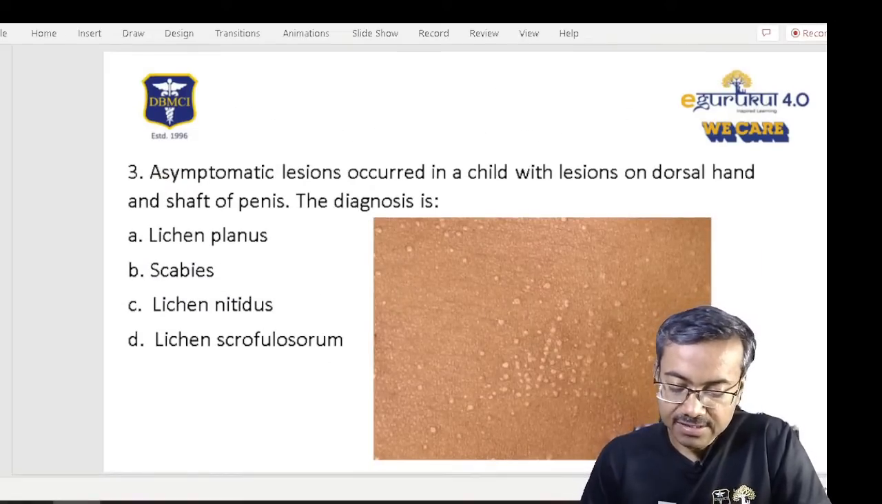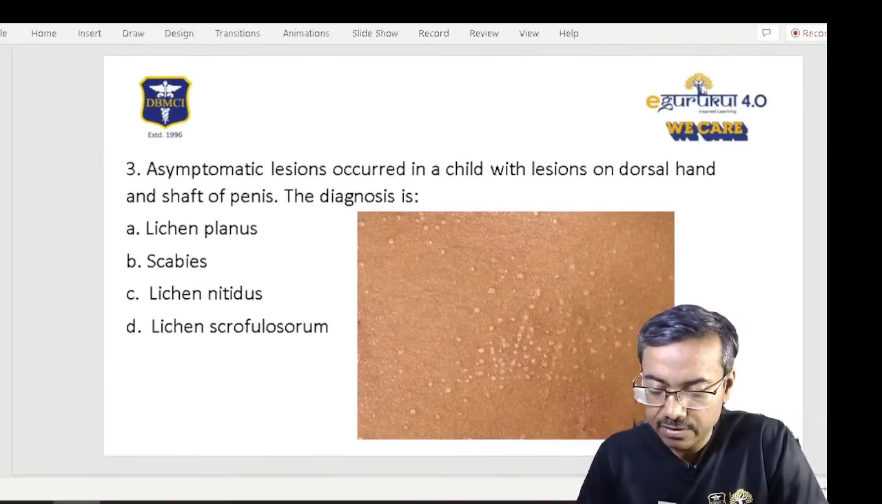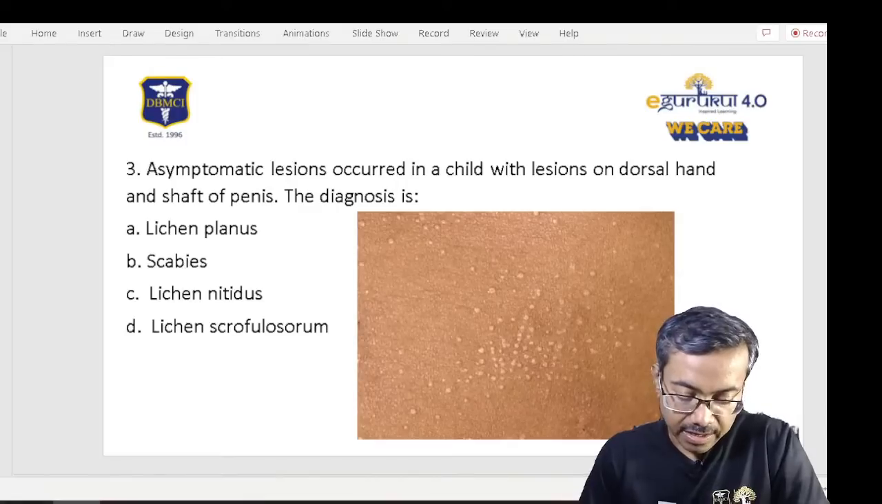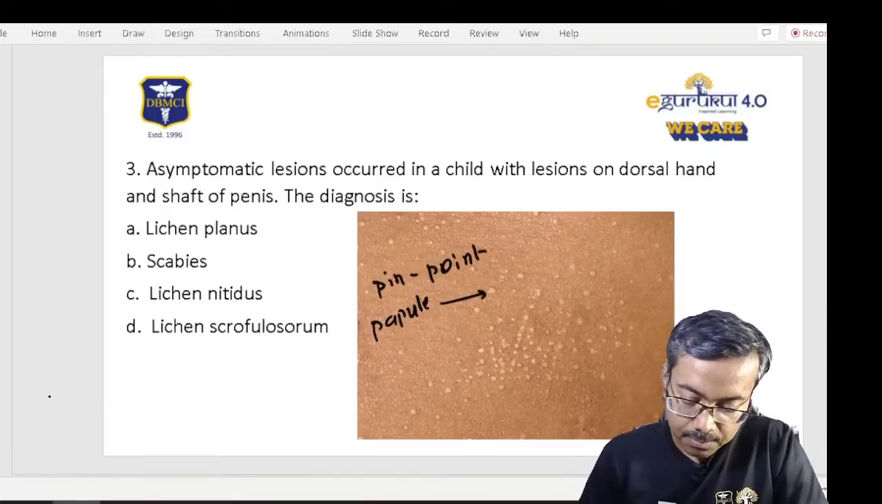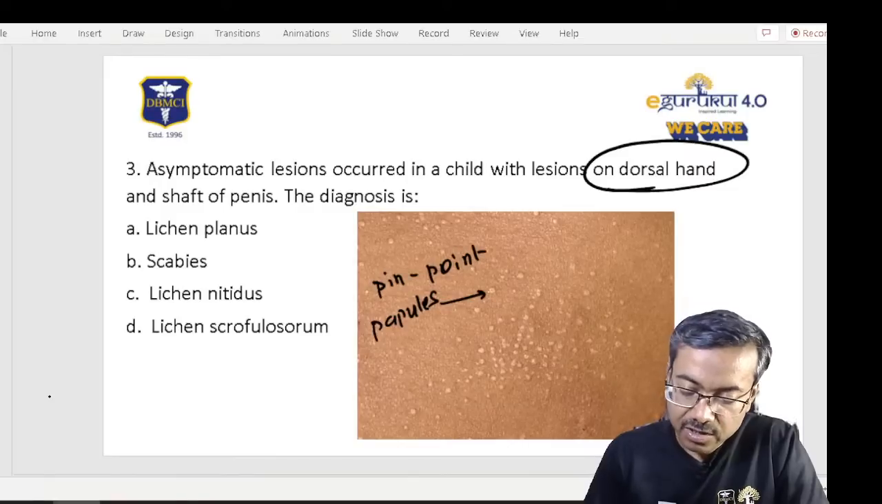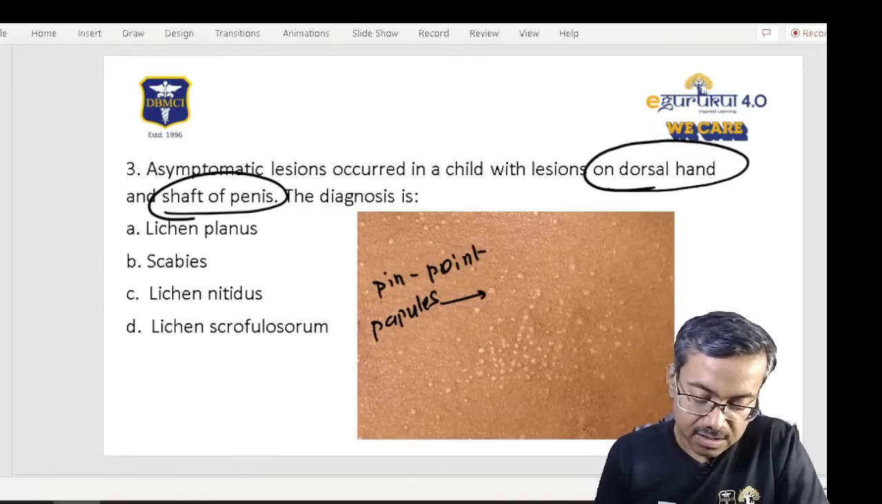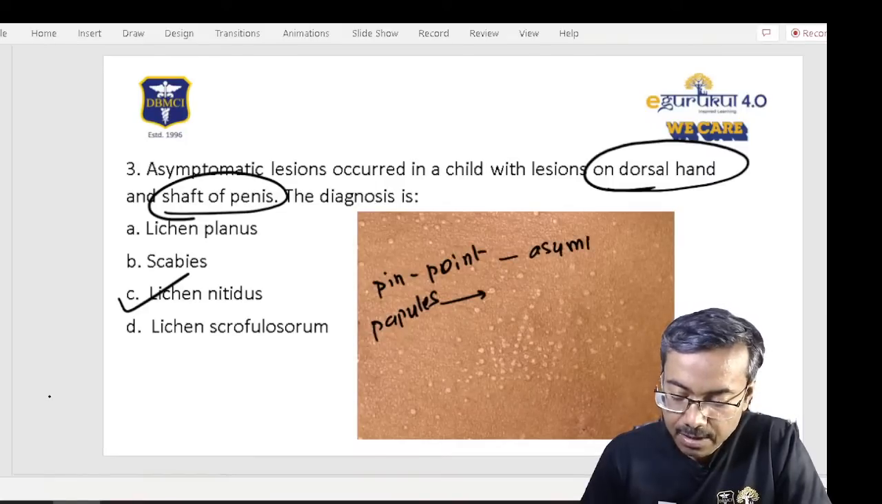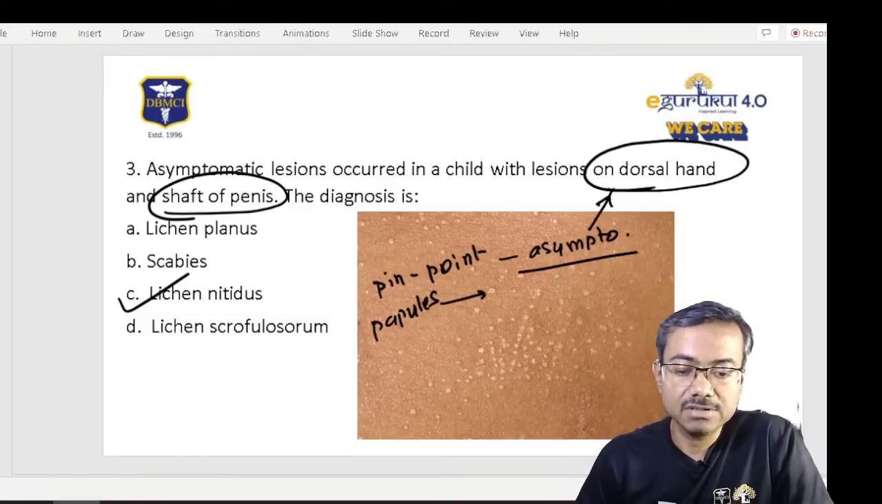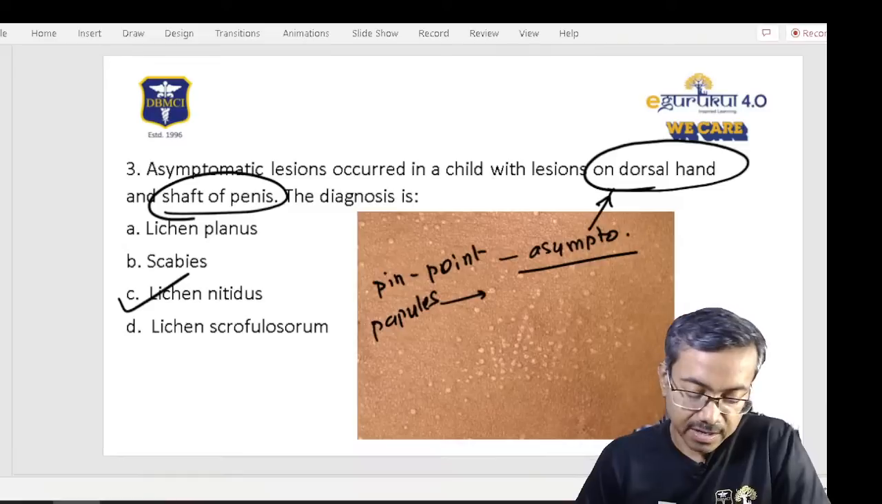Okay, asymptomatic lesions occur in a child with lesions on the dorsum of the hands and shaft of the penis. Diagnosis? Now, what we have here is very typically called pinpoint papules. If the question says dorsum of the hand and the penis, there's no differential on this. These are typically asymptomatic papules on the dorsal hand and the shaft of the penis. This is just a lymphocytic collection. On these areas, it's just a cosmetic concern.